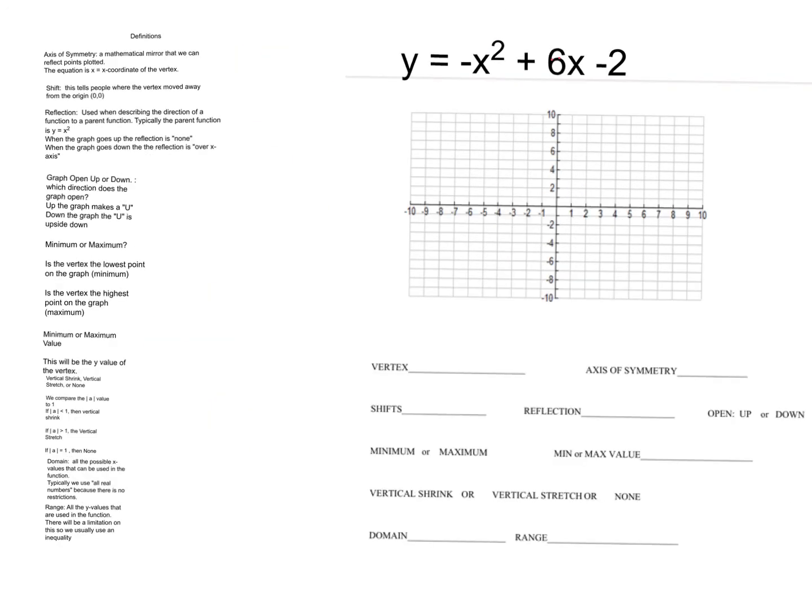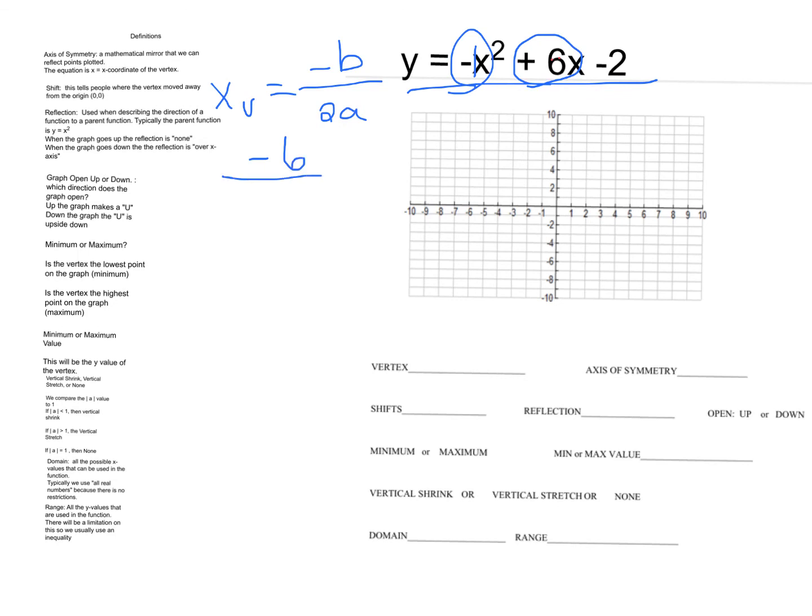All right, folks, here's our next problem. So again, notice we are in standard form. Okay, so the x-coordinate of the vertex equals -b all over 2a. Here's my b, and notice my -1 will be my a. So -b is -6 all over 2 times -1. So -6 over -2, which will be +3. Okay, so the x-coordinate of the vertex is 3.